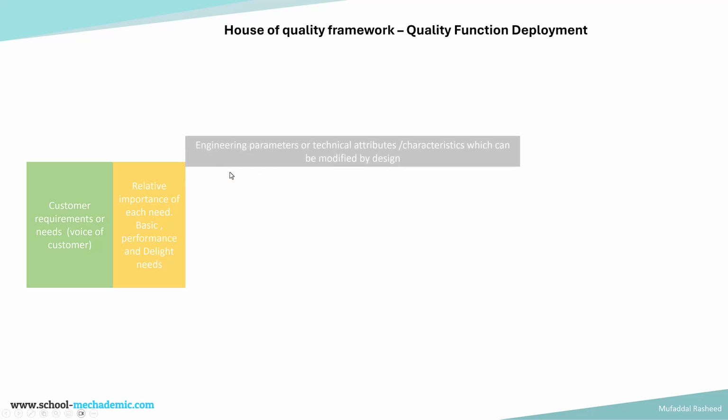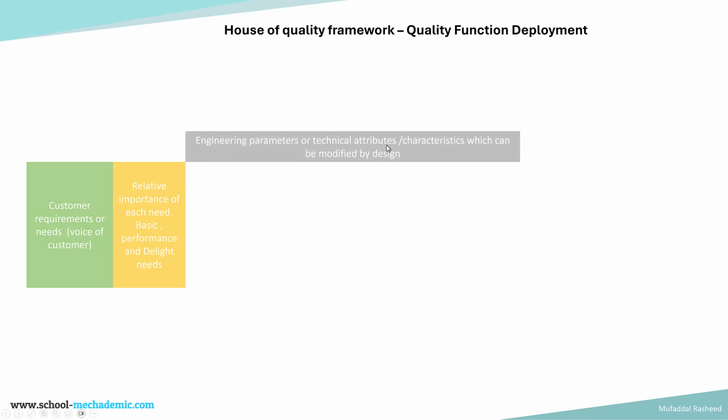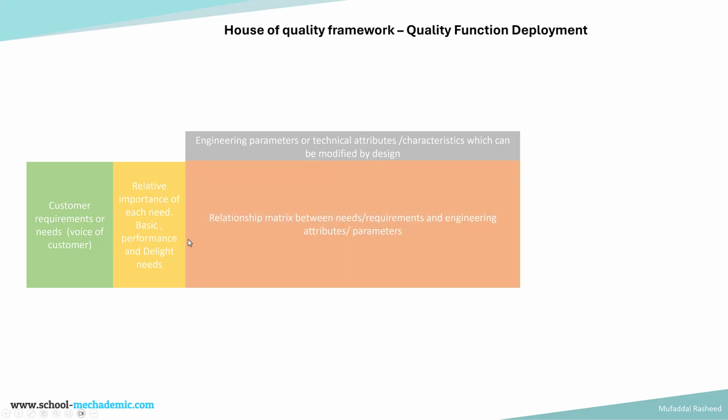Next, we tabulate the engineering parameters or technical attributes or characteristics of the design which can be modified by design. So those are tabulated in various columns. So the customer needs are all rows, 1, 2, 3, 4, like that. They'll be rows, and then each will have the relative importance, and then there will be columns, 1, 2, 3, 4, 5, 6, like that. There will be columns of engineering parameters. And then there will be a relationship matrix between the customer needs and the engineering parameters. The relationship matrix will show which need is directly being impacted by which parameters. So that is being captured in this relationship matrix.